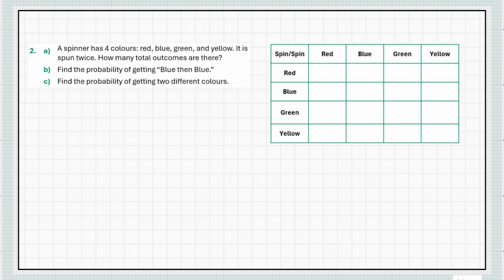Alright, in this one we're using the same spinner, but we're spinning it twice. It has 4 colors on it: red, blue, green, and yellow. So each independent event is actually spinning it once and then spinning it again. And we're just going to do the exact same thing. All we're going to change is that we're not going to have any numbers. So we're just going to have letters. So this outcome here is going to be red and red, red then blue, red then green, red then yellow, and so on.